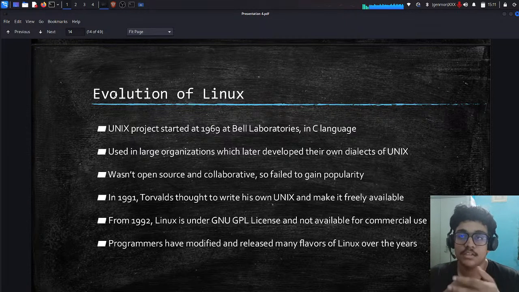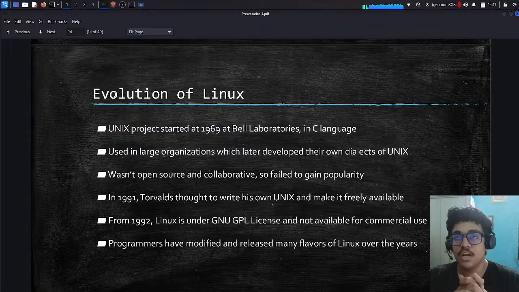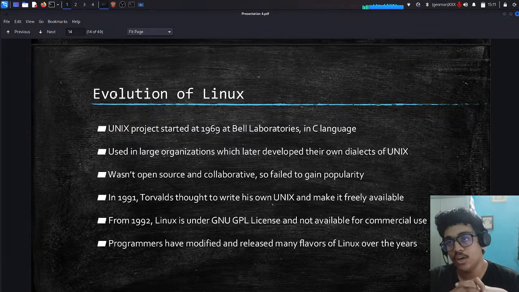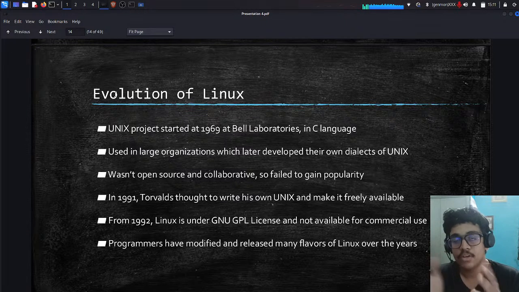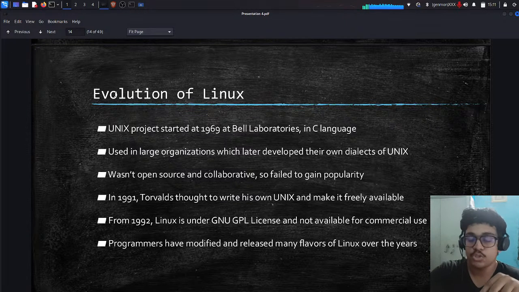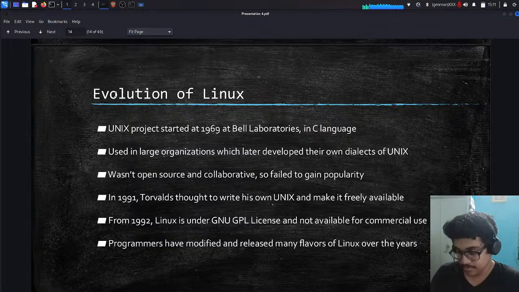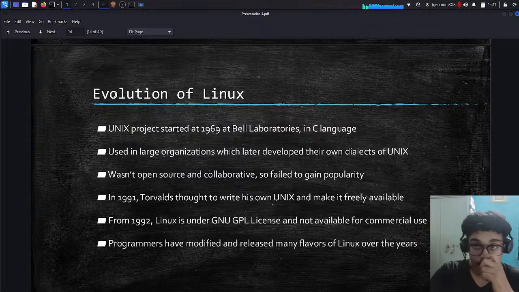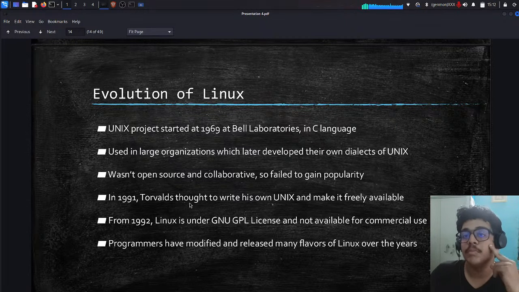So Unix was distributed within various organizations, and they developed gradually over the years, and they have completely changed. Now we have three major operating systems, that is Mac, Windows and Linux, with different kinds of distributions of Linux. So next we will be moving on.